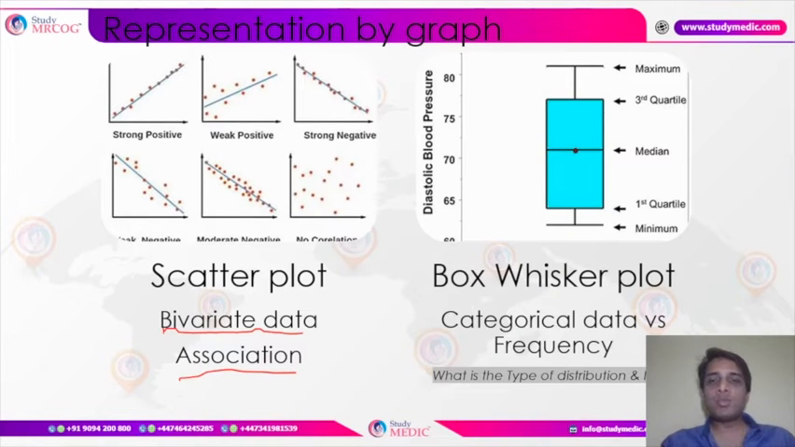Then the box whisker plot. You can see it represents the categorical data versus the frequency. For example, diastolic pressure distribution in males versus females. You can see that it contains a square. The mid part of the square is the median. The upper part represents quartile 3. The lower part represents quartile 1. And these are the whiskers. And this is the interquartile range, quartile 3 minus quartile 1.